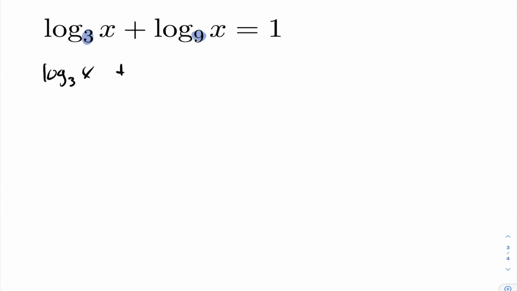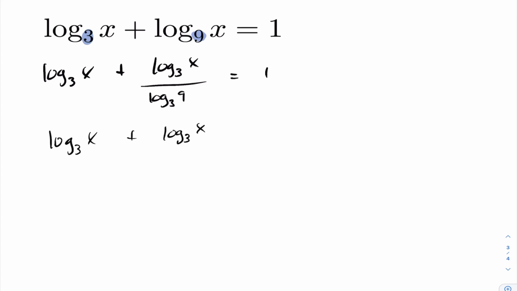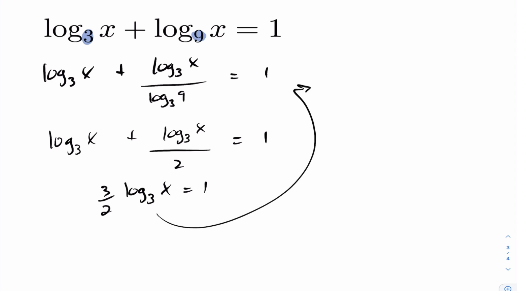Now to this logarithm, I'm going to do a change of base. So it's going to be log of the base I want of the top value divided by log of the base I want of the bottom value, and that's equal to 1. Now you know here that log base 3 of 9 is going to be 2. Now we can put these together, and this becomes 3/2 times log base 3 of x, which is 1. Isolating for log base 3 of x, we get that it's equal to 2/3.